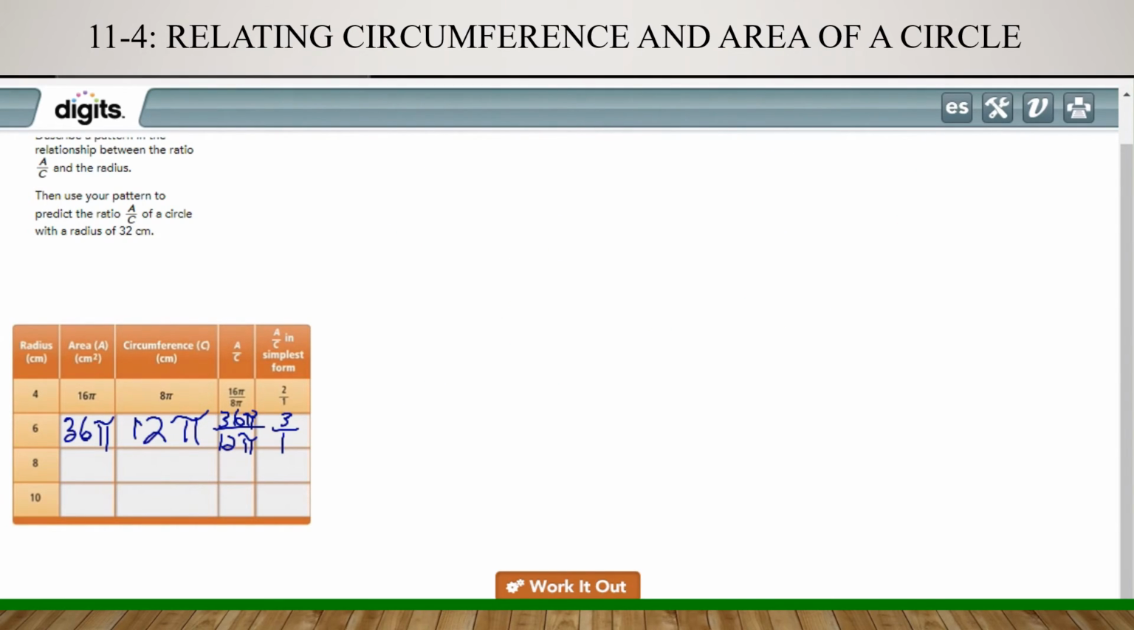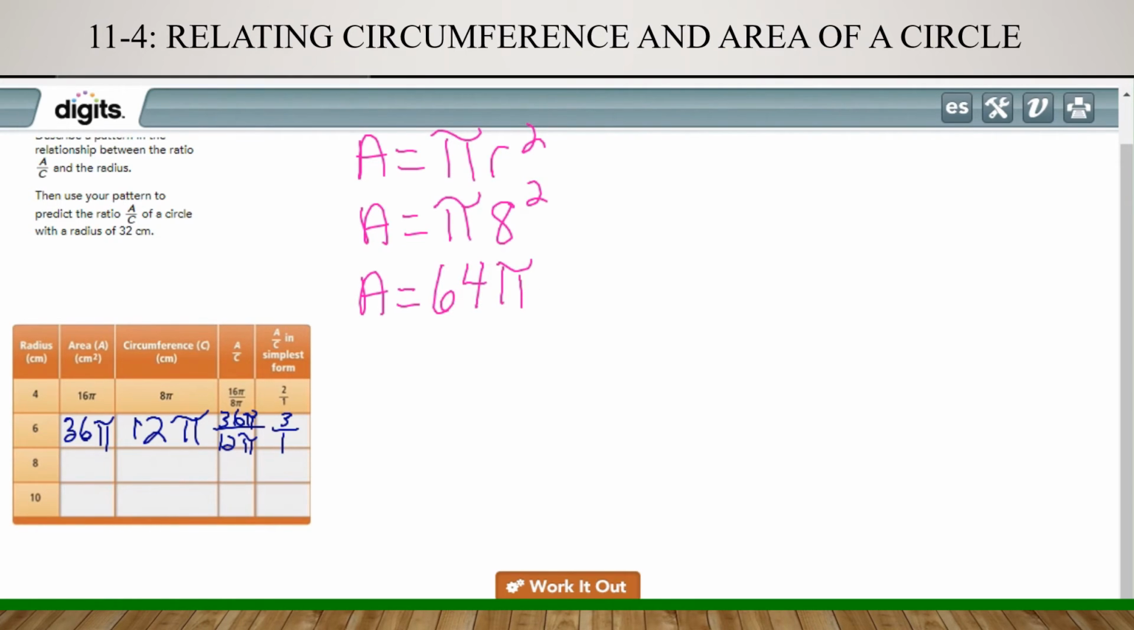All right, the next part is when the radius is 8. So I'm going to do the same thing to find the area. First, I'm going to write the formula, which is area equals pi times the radius squared. Now I'm going to bring down area and pi and substitute 8 in for radius and then square it. So 8 times 8 is 64, so the area will be 64 pi, and that will be centimeters squared. So I'm just going to put 64 pi here because it already has the units.